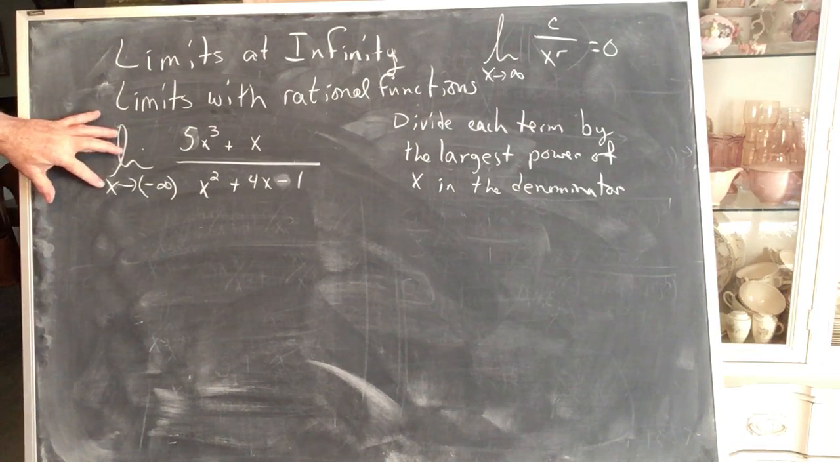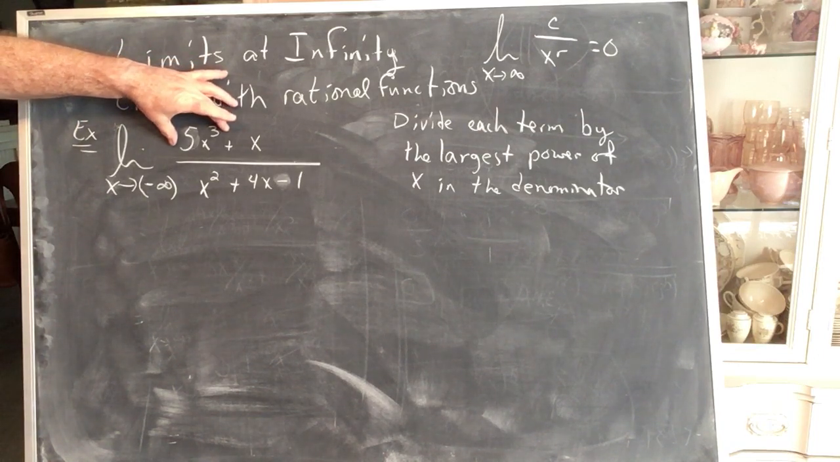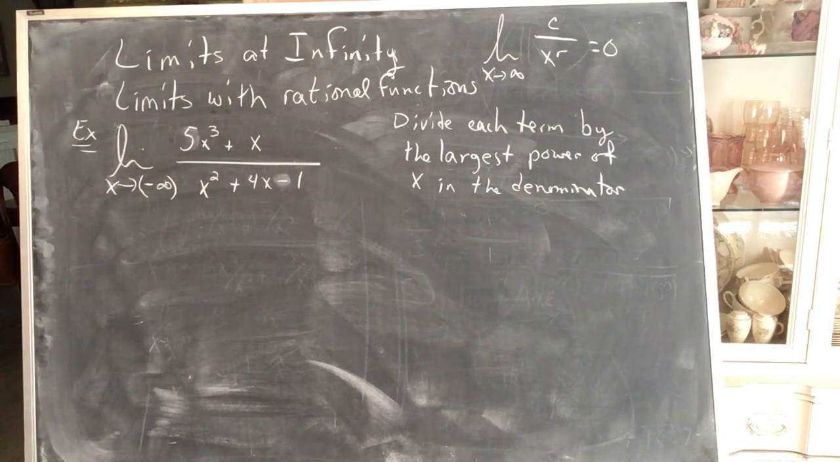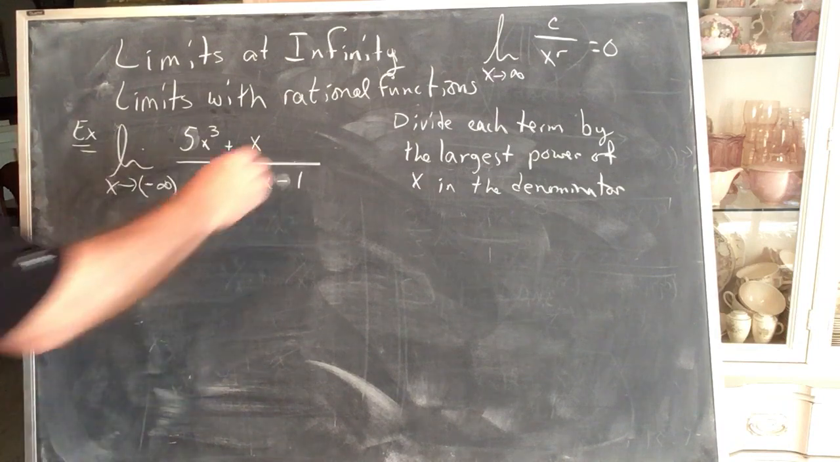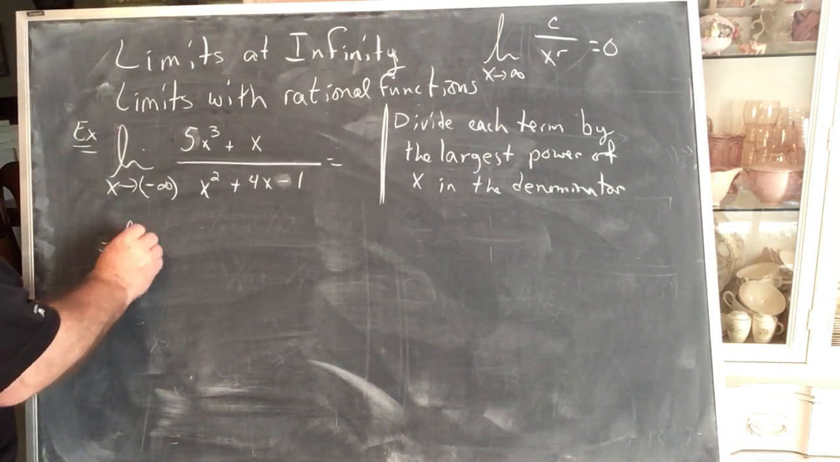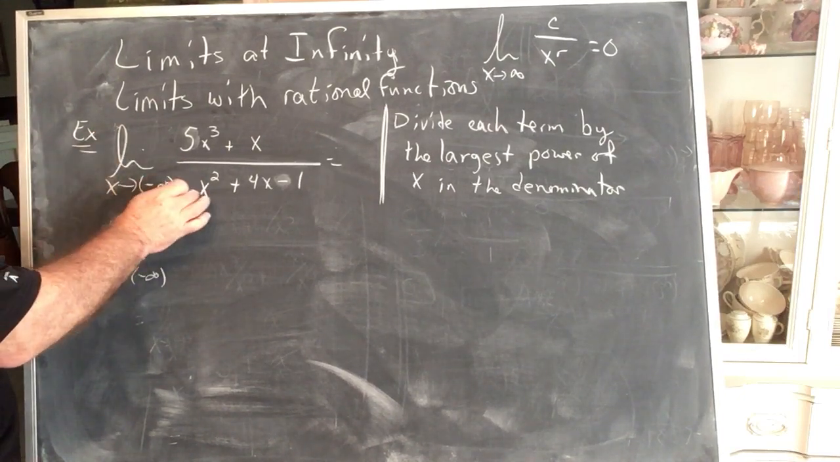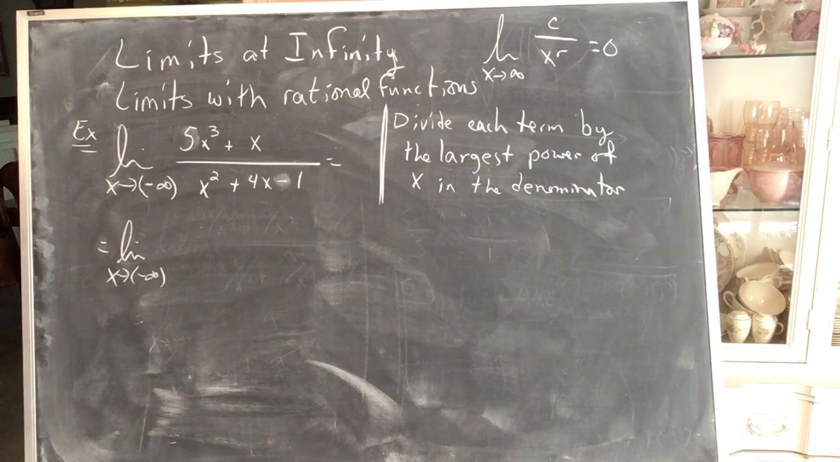All right, so in this case, we have the limit as x goes to negative infinity, but the numerator goes to negative infinity. The denominator actually turns out goes to positive infinity, so we can use the same technique here. This is equal to the limit as x goes to negative infinity. Divide through by the largest power of x that appears in the denominator.